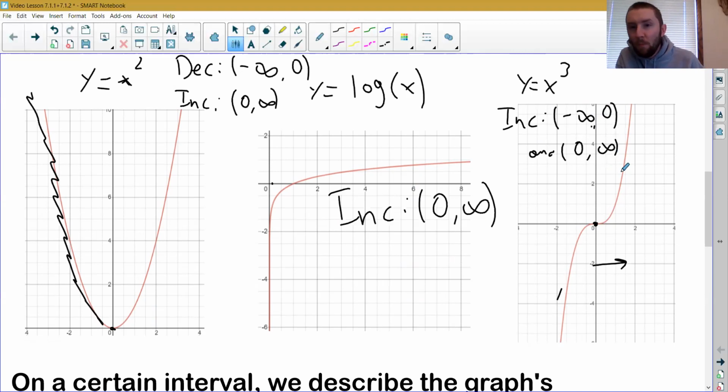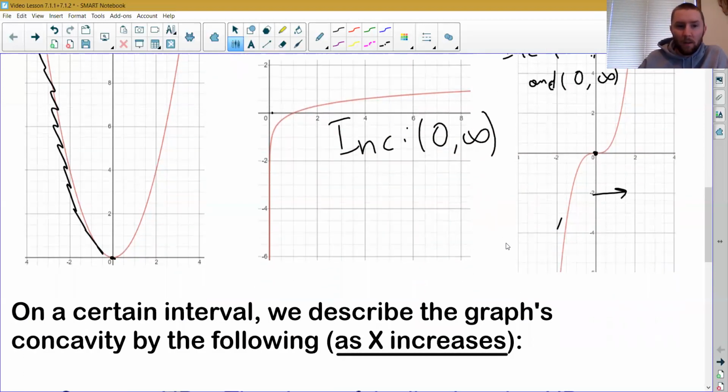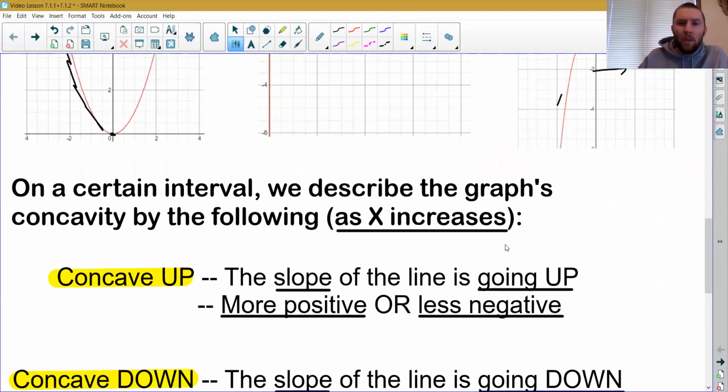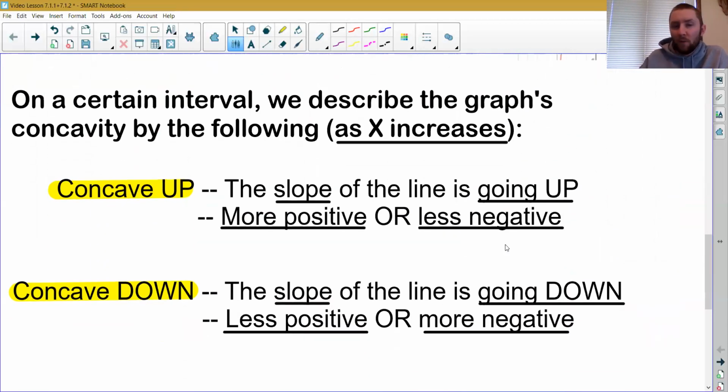So if you have multiple different intervals where the function is doing a certain thing, you can just connect them with the word and. This interval, and this interval, and this interval, and so on. Now, we're going to come back to these three graphs in just a second, but we have to first get an understanding of concavity. There are two ways to describe a graph in terms of its concavity: concave up and concave down.